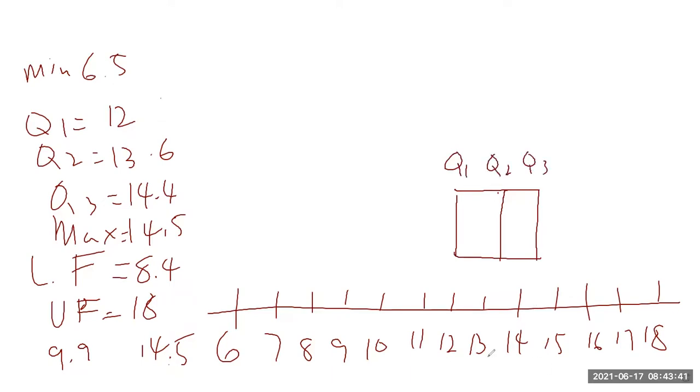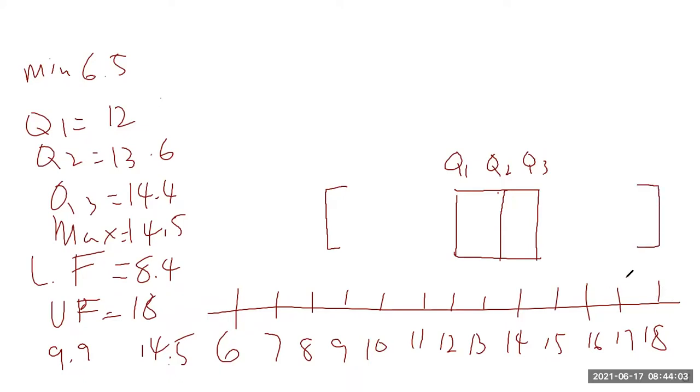After we have been able to label, the next step is to label your lower and upper fence. So fences are drawn like a bracket. Our lower fence is 8.4. It's going to be somewhere here. So we just bring a fence here. Our upper fence, we got that to be 18. So this is 18. So we just bring a fence here.